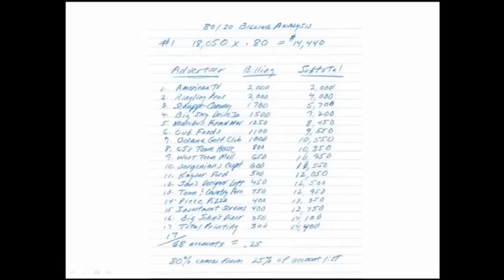Now here, I've just added up all of the advertisers it took to make 80% of the business. So if you look at this, way down here, I've got $14,440 from 17 clients, and I have 68 clients on an account list, so 25% of my clients and prospects make up 80% of my billing. Might be nice to know.